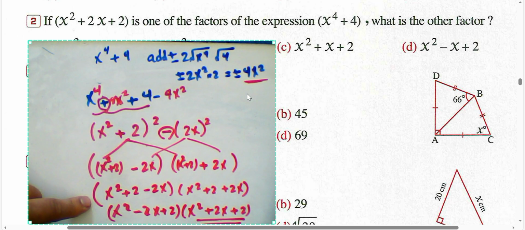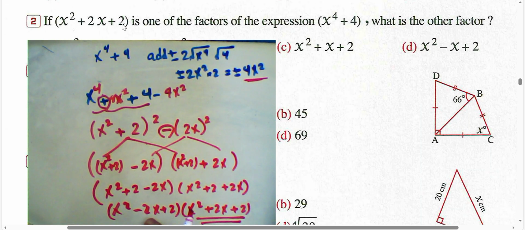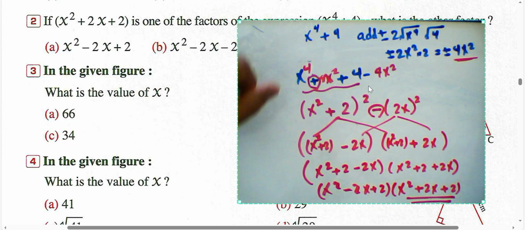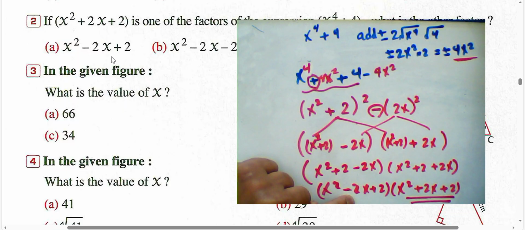And he gives me in the example, look here, x power 2 plus 2x plus 2, the first condition. He gives me the first factor. What is the other factor? The other factor will be x power 2 minus 2x plus 2. Okay, look at the solution here. We will choose x power 2 plus 2x, and the other will be x power 2 minus 2x plus 2. Choose letter A. A is the second factor. We have the first factor here, like this. The second factor will be here, x power 2 minus 2x plus 2.